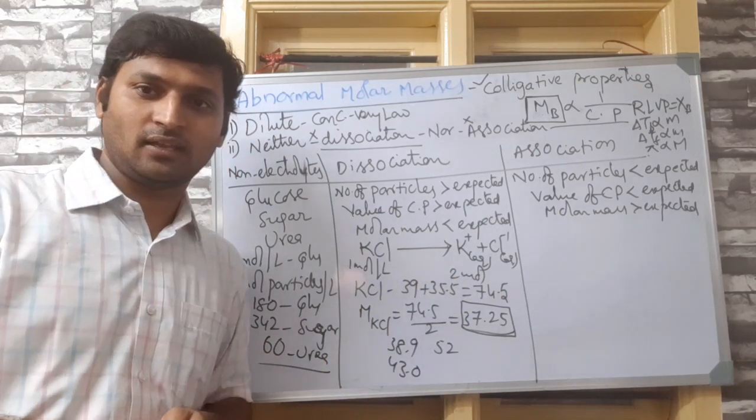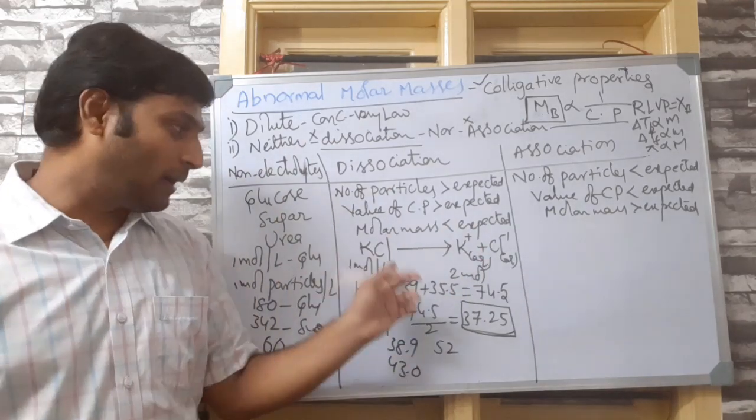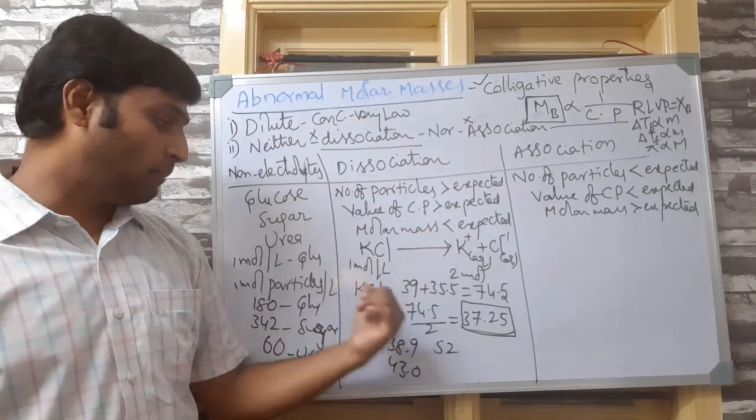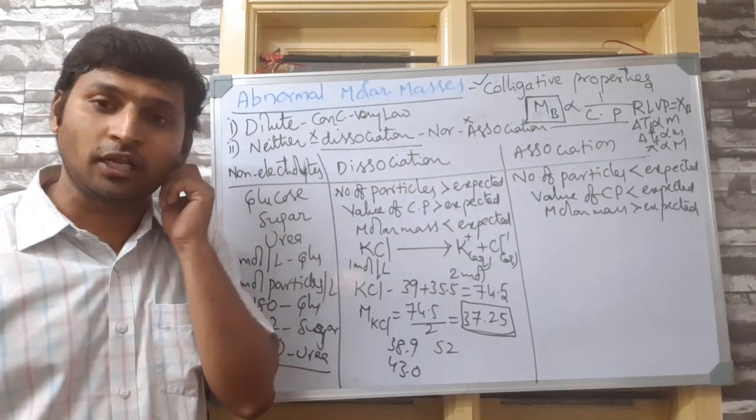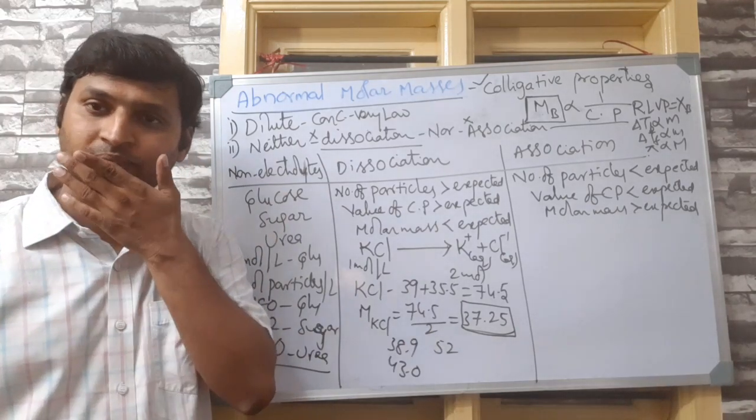Then you may ask me, sir, the number of particles is becoming double. When number of particles becomes double, value of colligative property should become double. Then molar mass should become half exactly. So we should get 37.25 only. Why are we getting 38.9, 43, 52, whatever the values?